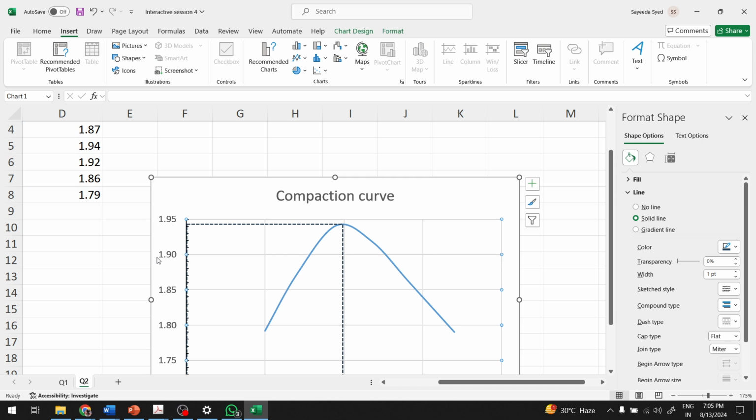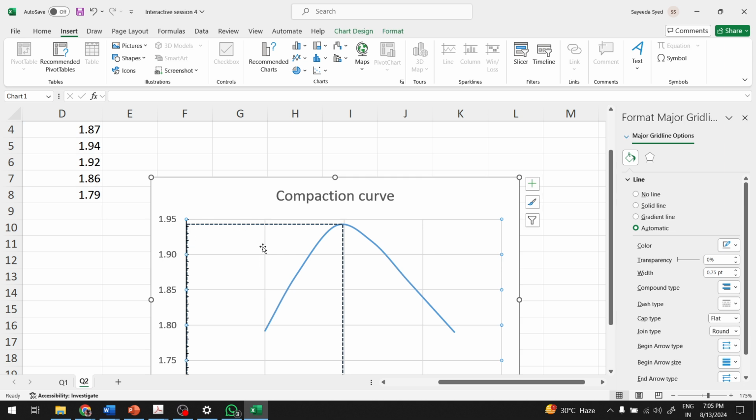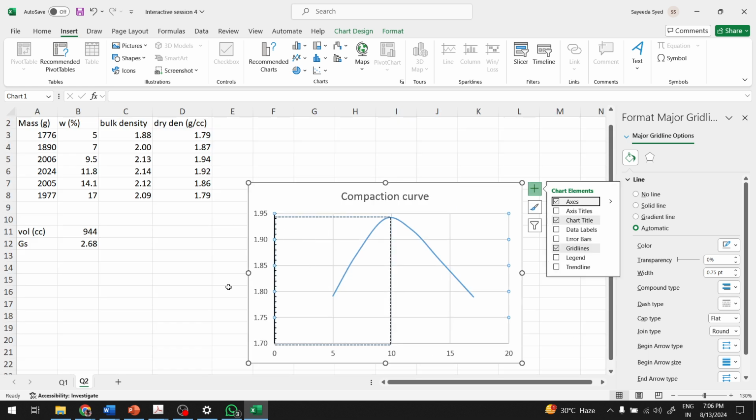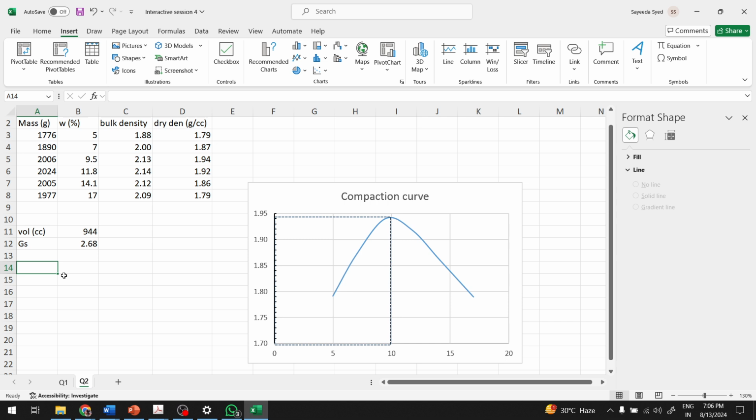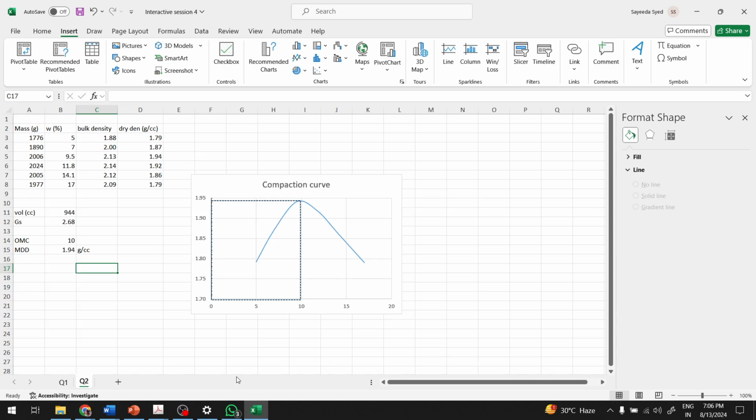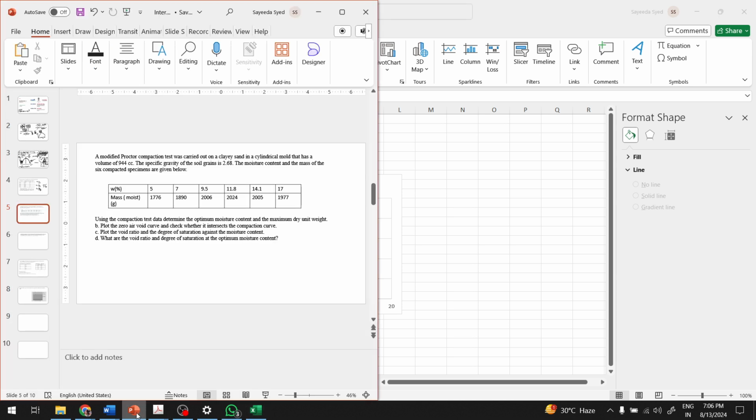It's almost 1.9123, 1.94. Okay, so we will have an OMC of 10 and MDD of 1.94 gram per cc. Okay, so from this, let's move on to the next part of the question. Plot the zero air void curve and check whether it intersects the compaction curve.